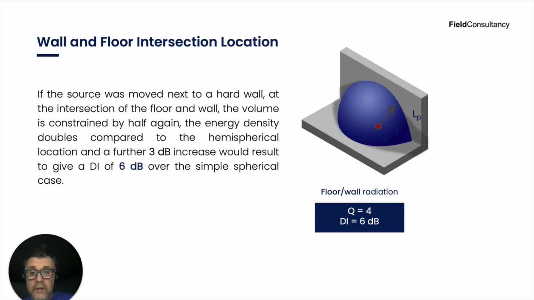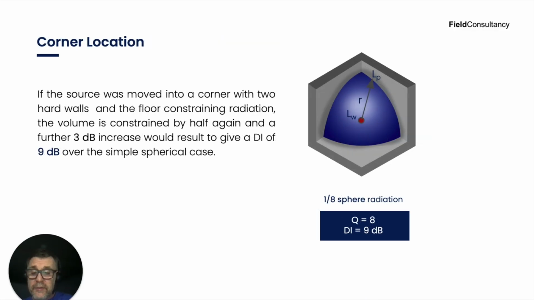The next case is if a sound source is placed at the intersection between a wall and floor. In this situation, the radiation of sound is constrained to a quarter sphere. So the energy density doubles again compared to the hemispherical location, and another 3 dB increase would result. So overall, it's a 6 dB increase in sound level over the omnidirectional source. Or if you look at it in a different way, with the sound radiation restricted to radiate in a quarter sphere, if you input Q equals 4 into that equation for directivity index, DI equals 10 log 4, which is 6 dB.